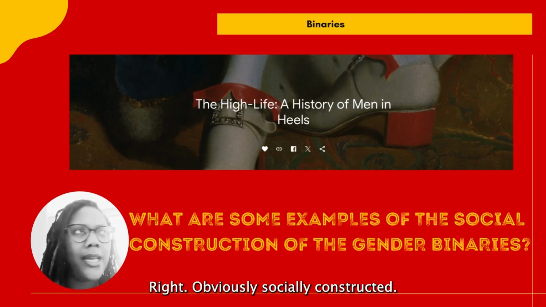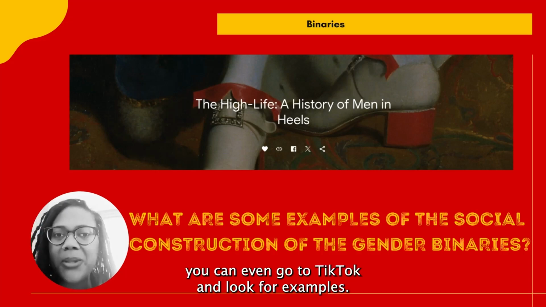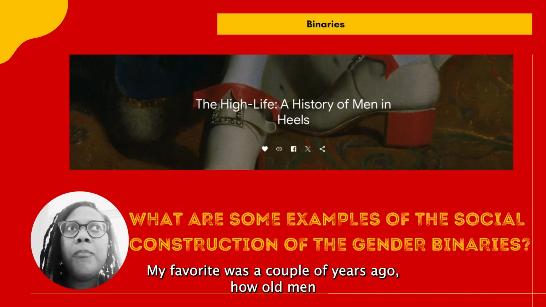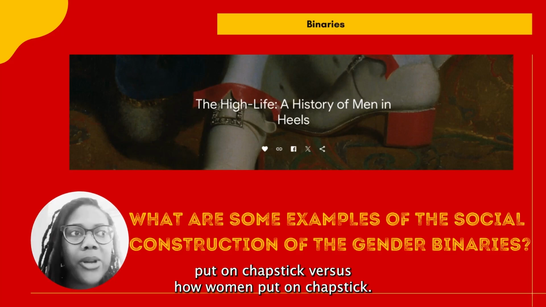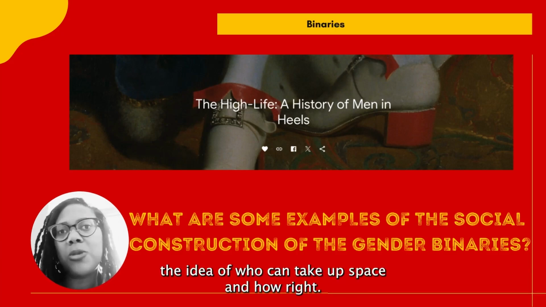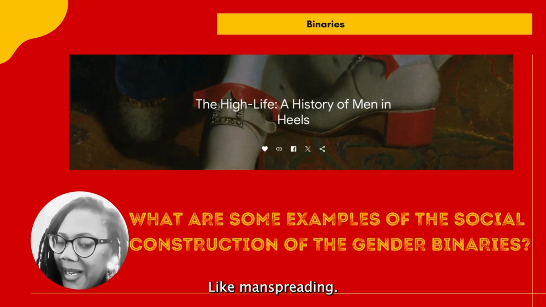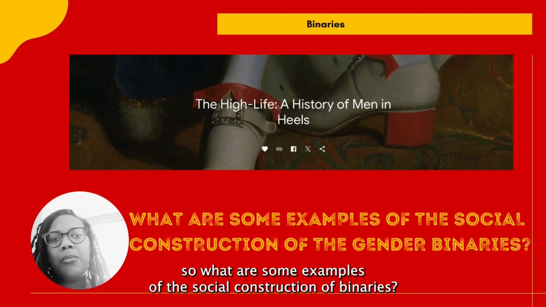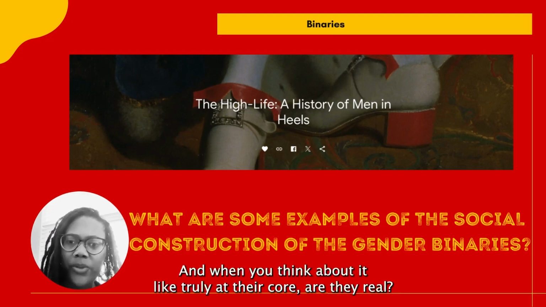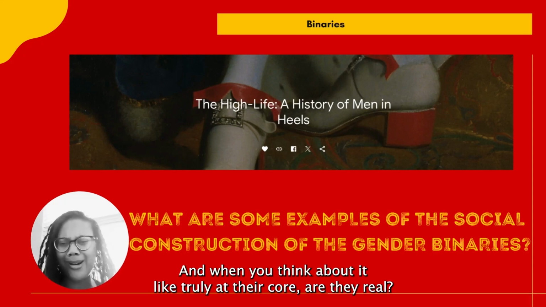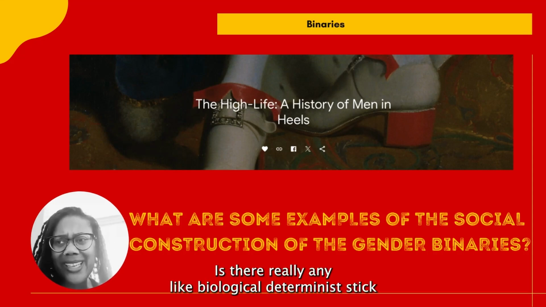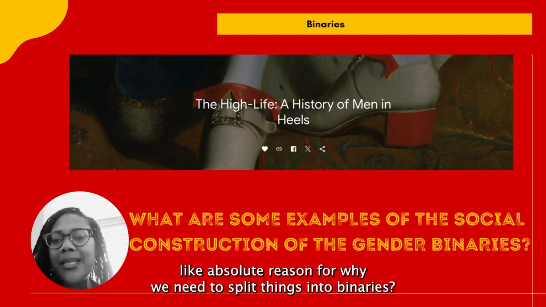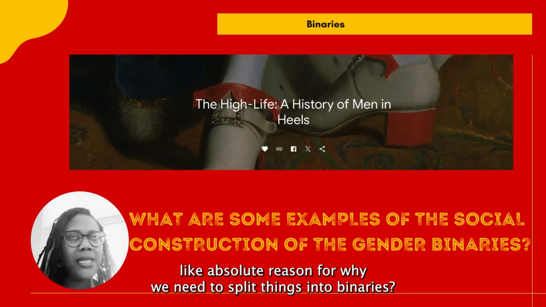Obviously socially constructed. You can even go to TikTok and look for examples. My favorite was a couple of years ago, how men put on chapstick versus how women put on chapstick. The idea of who can take up space and how, right? Like man spreading. And then there are other examples, like who can wear what color. So what are some examples of this social construction of binaries? And when you think about it, truly at their core, are they real, right? Is there really any biological, deterministic, absolute reason for why we need to split things into binaries?